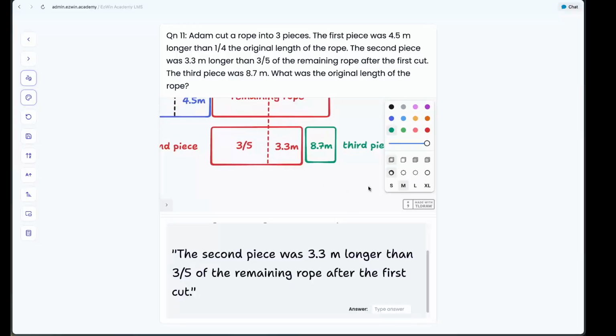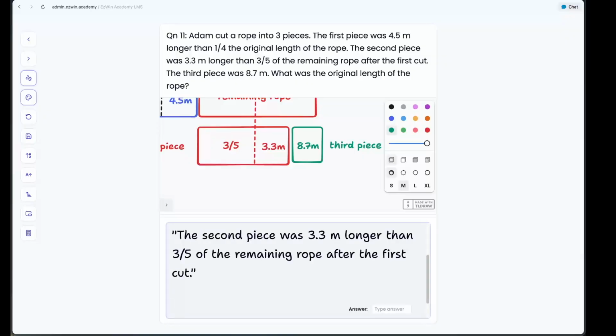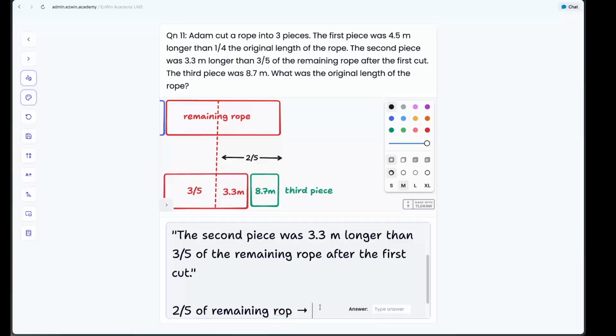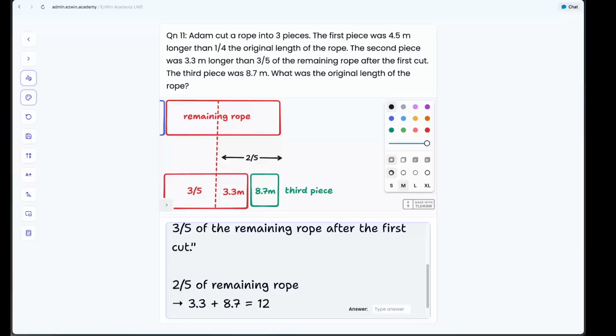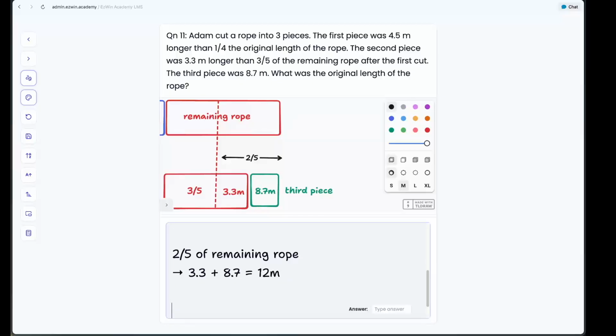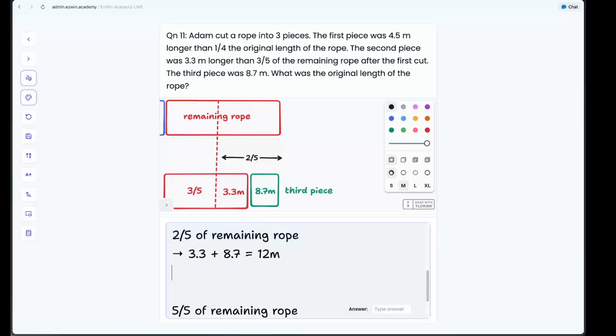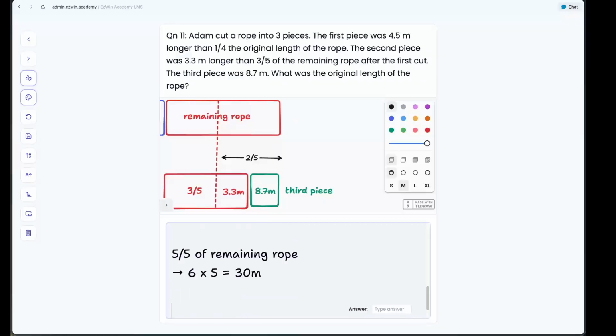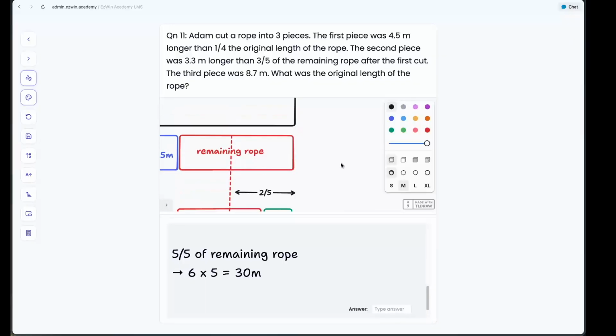Okay, so from here, what we can do is find out 2/5 of the remaining rope. If I extend this out a bit, it will look something like this, right? 2/5 is basically 3.3 plus 8.7, and this will give us 12 meters. So we want to find 5 out of 5 of the remaining rope. We can find 1 out of 5 first. So 1 out of 5 of the remaining rope is basically 12 divided by 2. This will give us 6 meters. Then 5 out of 5 is 6 times 5, and this will give us 30 meters. So now we know that the remaining rope is 30 meters.